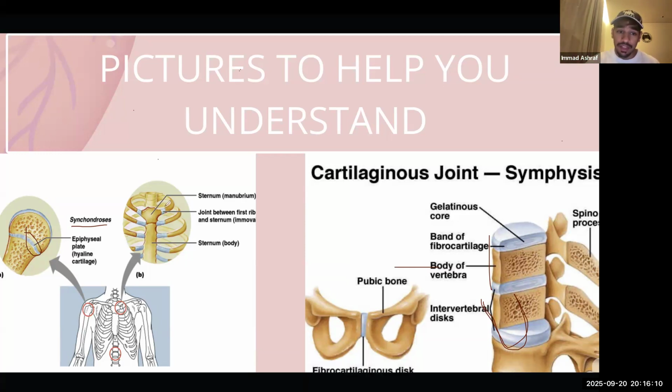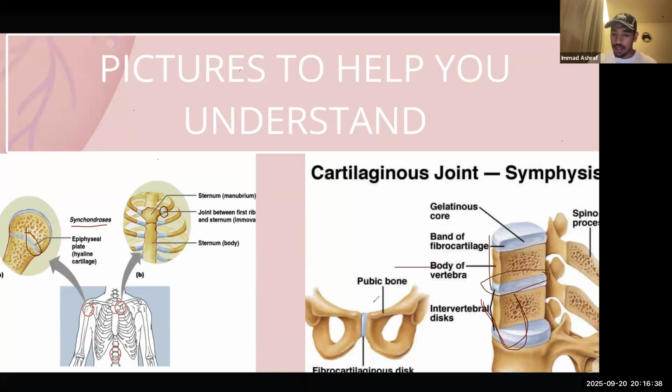And then we have this thing. This is also a synchondrosis. It's a primary cartilaginous joint between the sternum and the rib, the first rib. So this is a synchondrosis. Now over here, we have the secondary cartilaginous joints or symphysis. So this IV disc between the two vertebrae, these are symphysis.